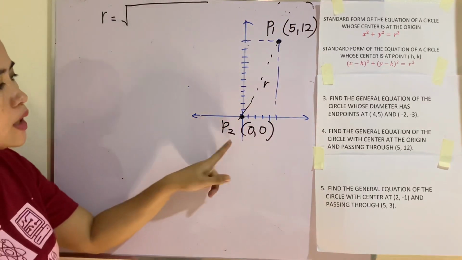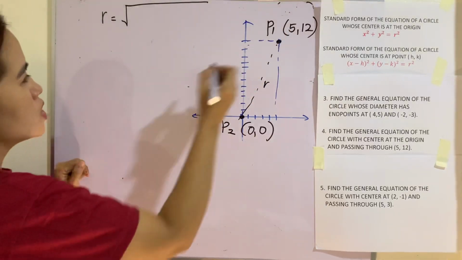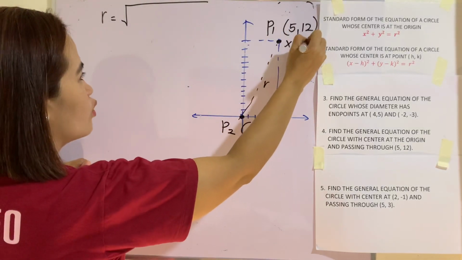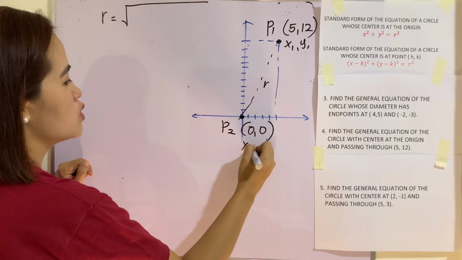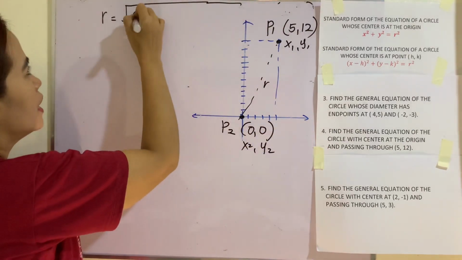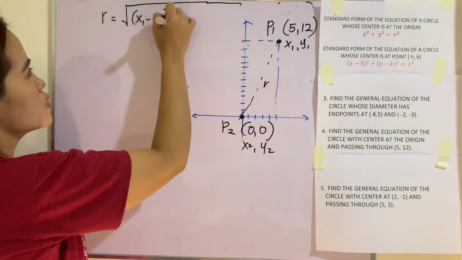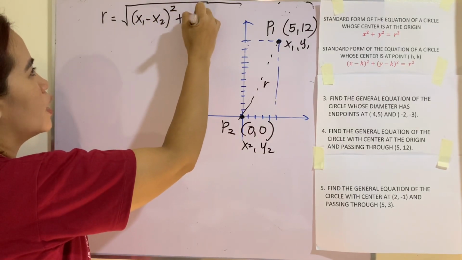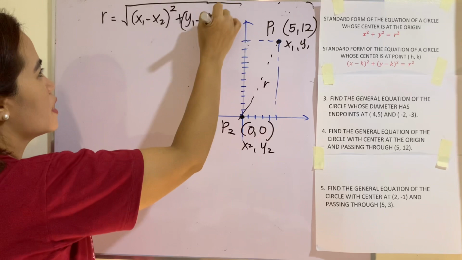Okay, so again, these two can be interchanged. So this one is x sub 1, y sub 1. This is x sub 2, y sub 2. So using the formula, x sub 1 minus x sub 2 squared plus y sub 1 minus y sub 2 squared.